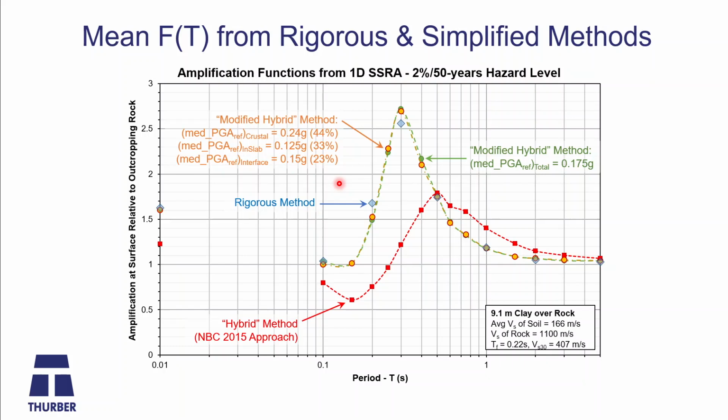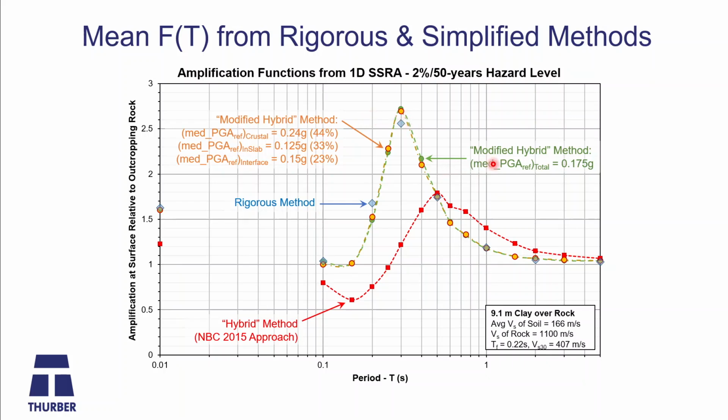Now we're going to look at the results of the actual amplification factors that we calculate using both the simplified methods compared to the rigorous. The blue one again is the amplification factors using the rigorous method, so these are the blue diamonds. We only have the values at the main code-based periods, 0.1, 0.2, 0.3 seconds, 0.5, 1 second, 2 seconds, etc. In our site response analysis, because we have essentially continuous amplification functions, we picked some intermediate values so we could better represent the actual peak, because this is such a sharp peak in amplification.